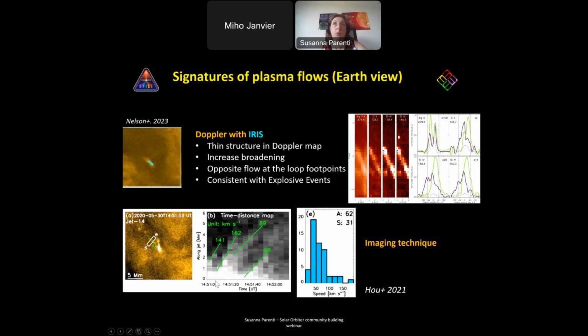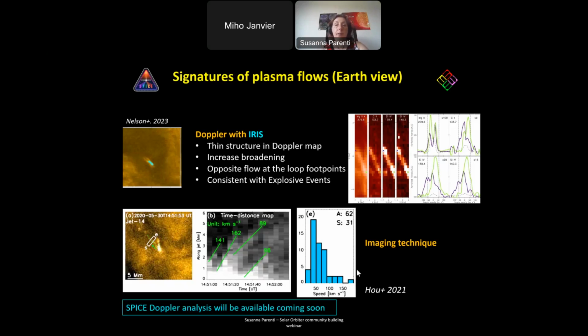And the final example is when you don't have a spectrometer, you use the time-distance map here to have an estimation of the speed along the plane of the sky. You see there is a kind of jet here with a slit here, and you see the time and the intensity, so you can have an idea of the velocity, and you can produce statistics of this feature.